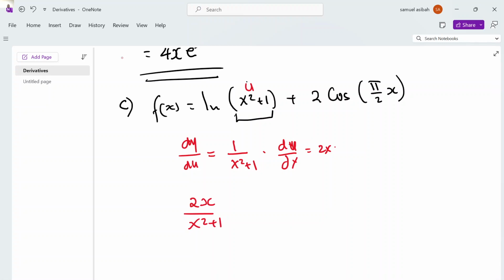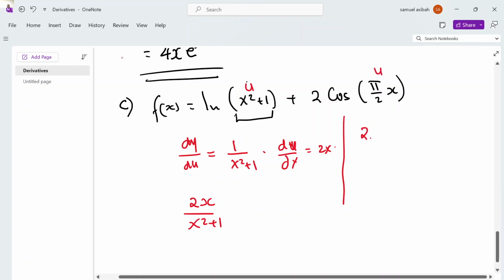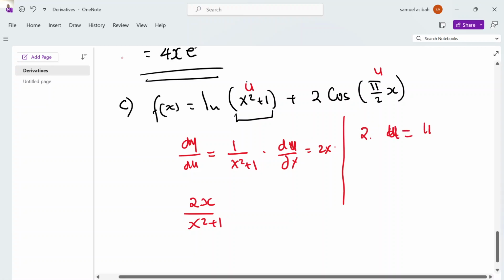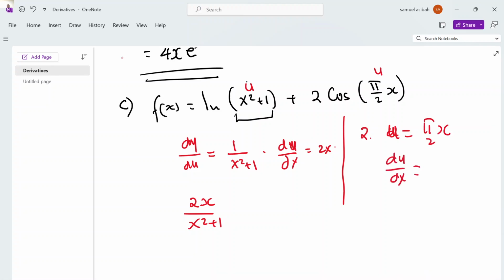Then the second part here, we have 2 cos of this, so 2 is a constant, that's fine. Then we say this is our u. So if u is equal to pi over 2x, then du over dx is equal to, what do you get for this one?